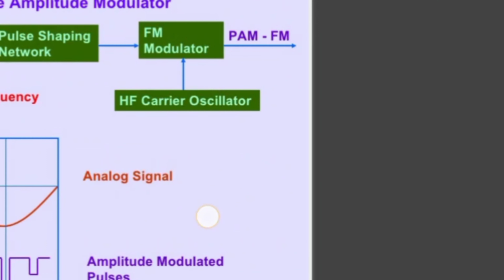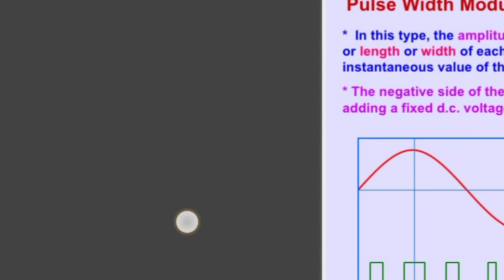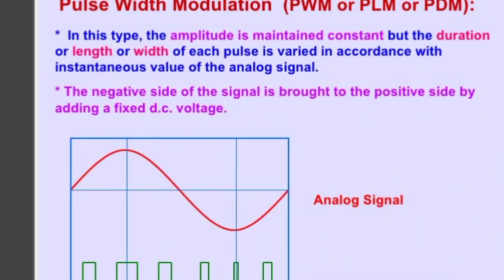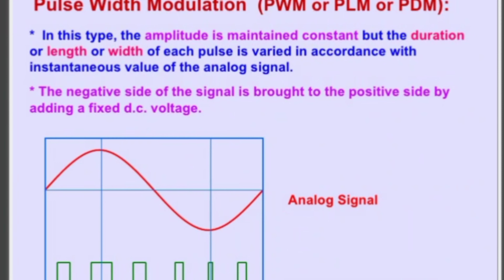Similarly, coming to pulse width modulation, it is also known as pulse length modulation or pulse duration modulation, PWM, PLM or PDM. In this type, the amplitude is maintained constant, but the duration or length or width of each pulse is varied according to the instantaneous value of the analog signal. That is pulse width modulation. You can see the diagram with the analog signal. After that, the width modulated pulses are in green color.